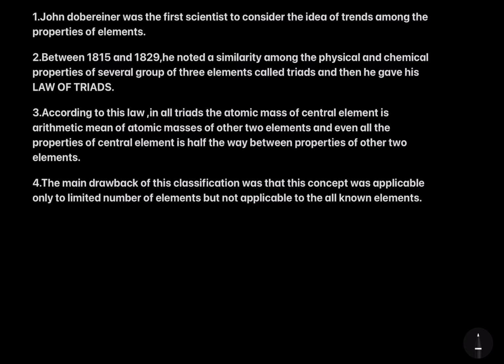So now let's come to the third point. According to this law, in all triads of three elements, the atomic mass of the central element is the arithmetic mean of the atomic masses of the other two elements, and even all the properties of the central element are halfway between the properties of the other two elements. So now let's talk about the triads that I'm going to give you.